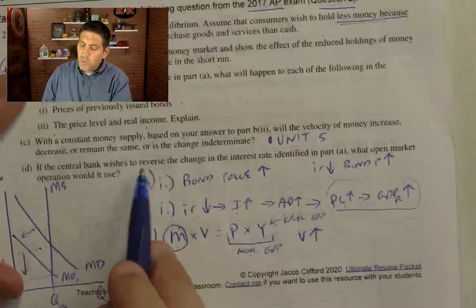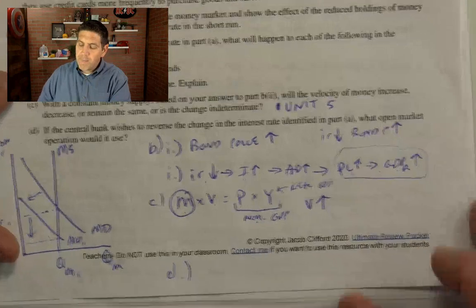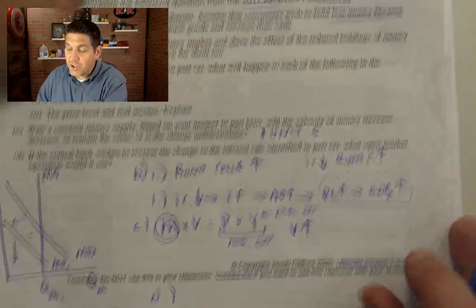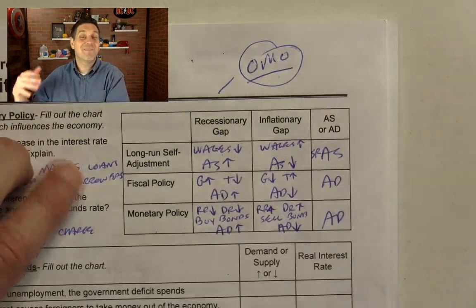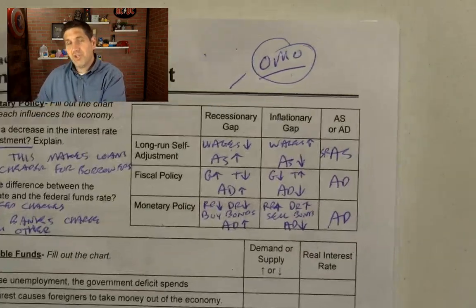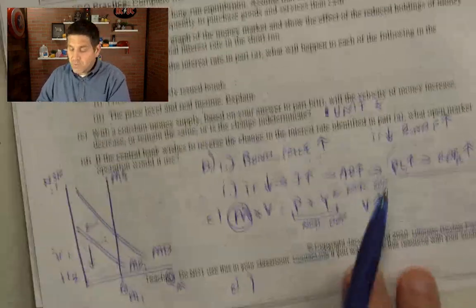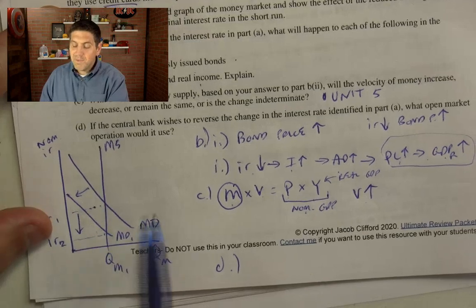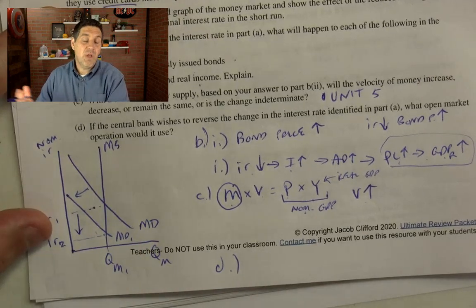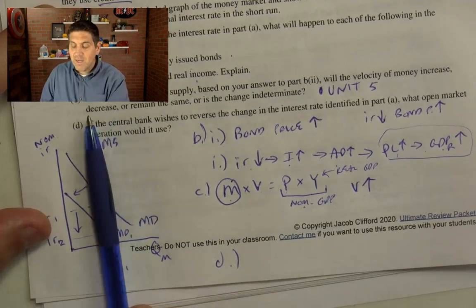If the central bank wishes to reverse the changes in interest rate identified in A, what open market operations should they use? Notice we're going back full circle to open market operations. Make sure you know that term. It's the thing that's most asked by your professor or your teacher or the AP test. The question is, if the interest rate is falling and the Fed's like, we don't want that to happen, we want to keep the interest rate the same, or at least slow down this falling, what can they do? Well, they can decrease the money supply.